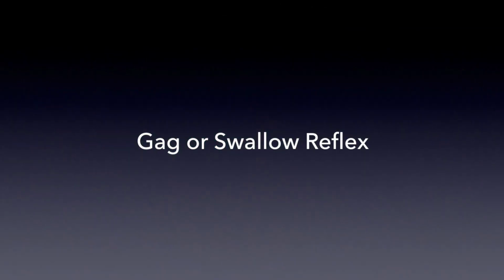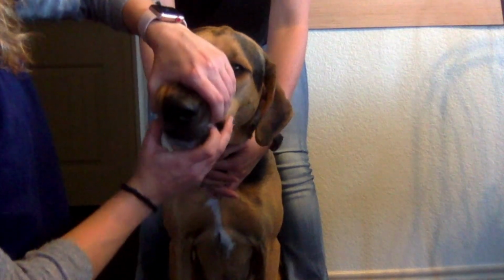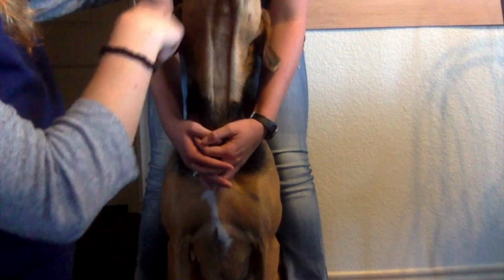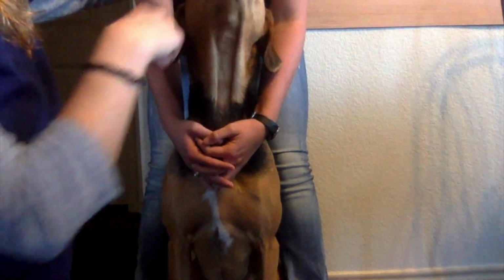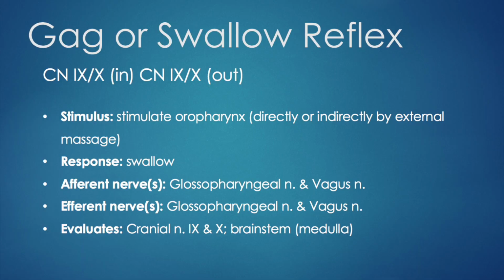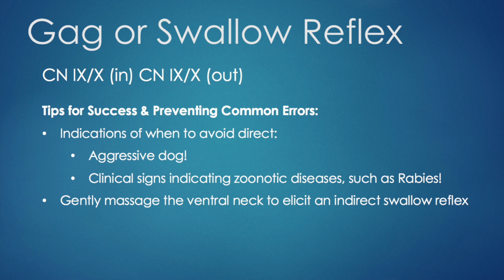The final reflex we will visit today, the gag or swallow reflex, evaluates cranial nerves 9 and 10 simultaneously. Here I am stimulating the response in a direct way by putting my finger down the dog's throat. However, this can also be performed in an indirect manner. Simply massage the dog's throat with your fingers on either side of the trachea. You should definitely consider doing the indirect method if you are suspicious that a dog could have a zoonotic disease such as rabies, or if you're dealing with an aggressive patient.